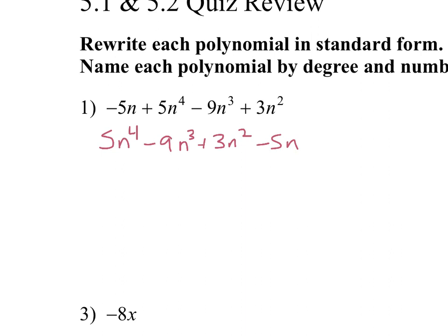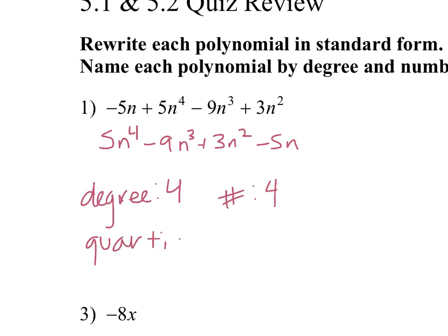So we have 4 terms, and what's our highest degree? 4. So what do we call a degree of 4? Quartic. And what do we call 4 terms? Polynomial of 4.